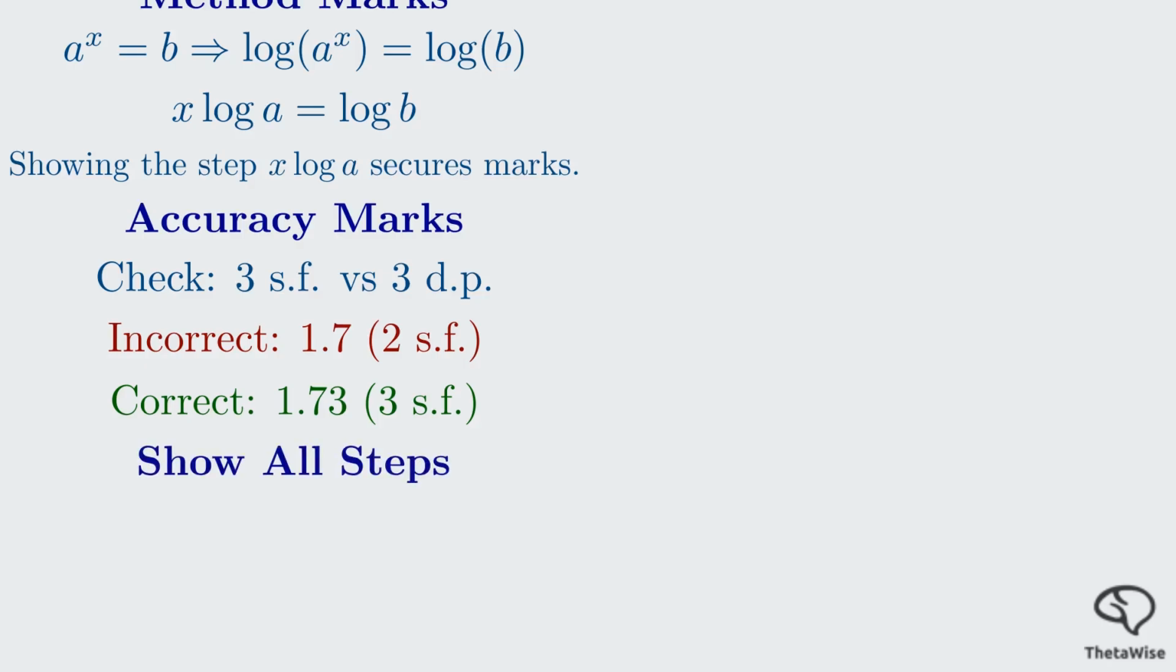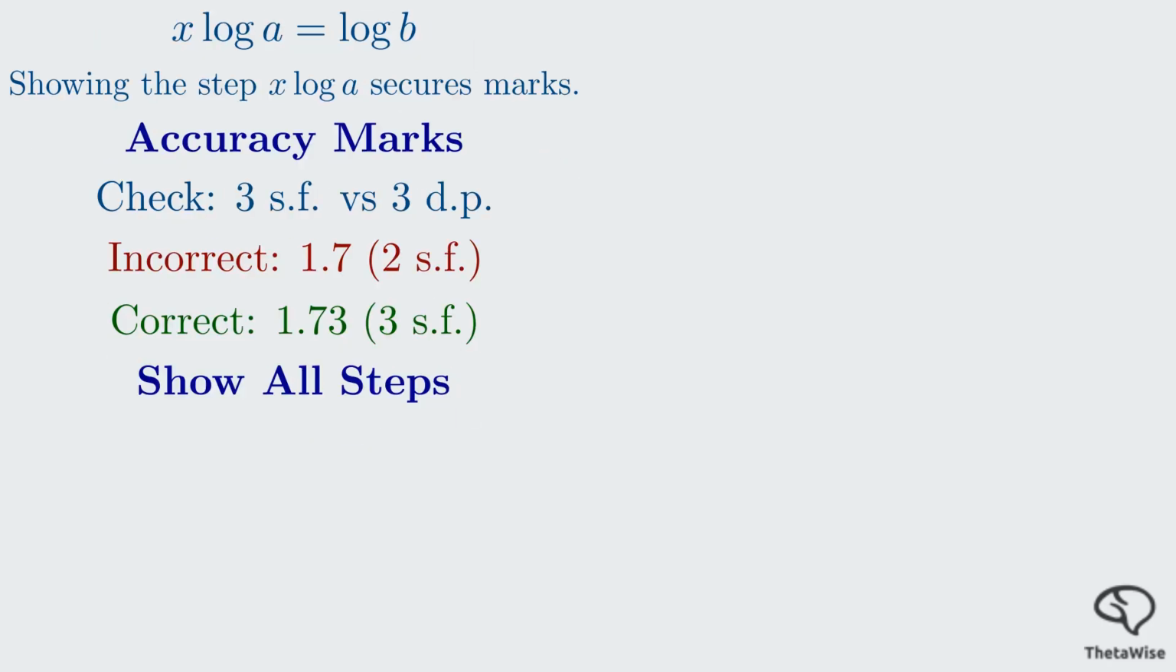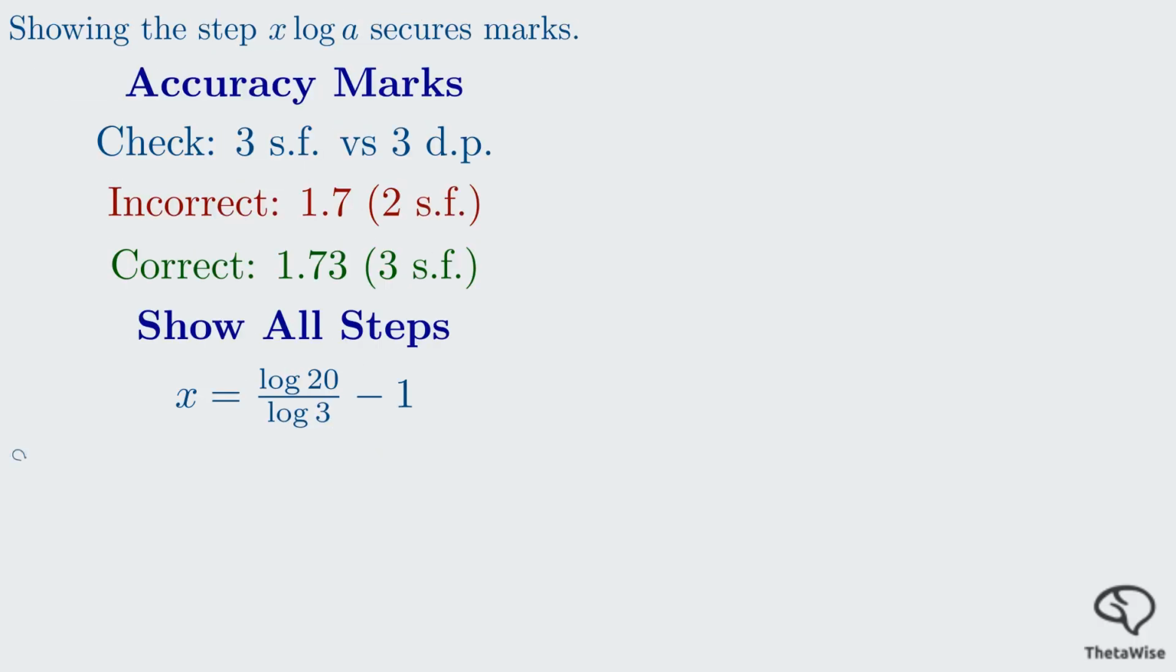Show all steps. Do not go directly from the question to the answer using a solver. Examiners need to see the algebraic manipulation. Write down the division of the logs before you put them into your calculator. This provides a safety net. If you mistype a number in your calculator, your written work proves you knew the correct method.